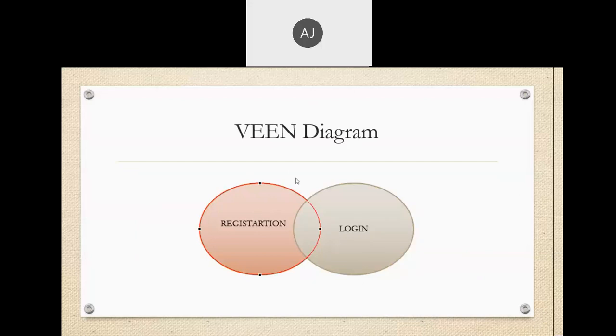We have two tables: a registration table and a login table. So check out this part. This bracket will show the common data. We all know about that Venn diagram. We already learned about it in data structures.